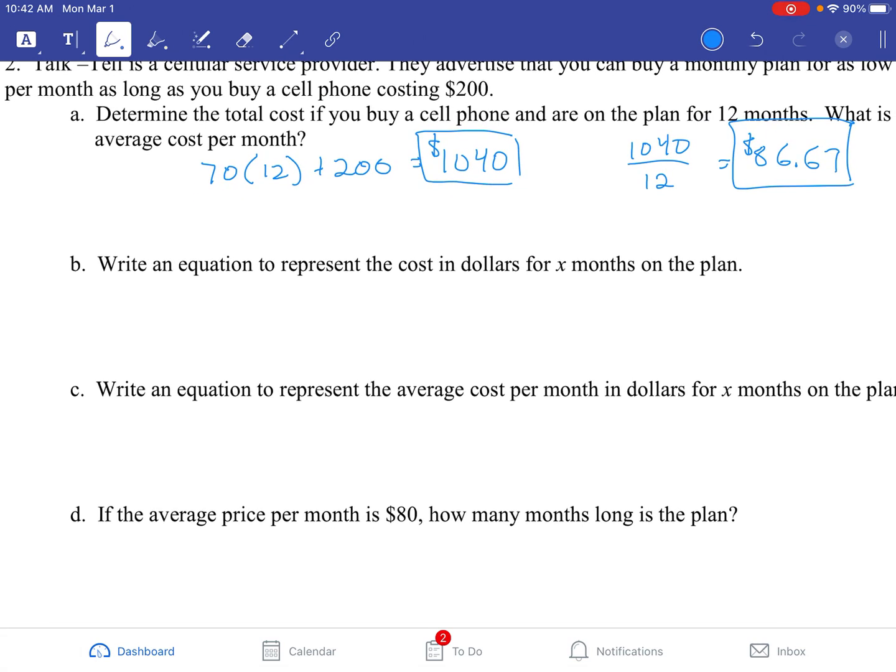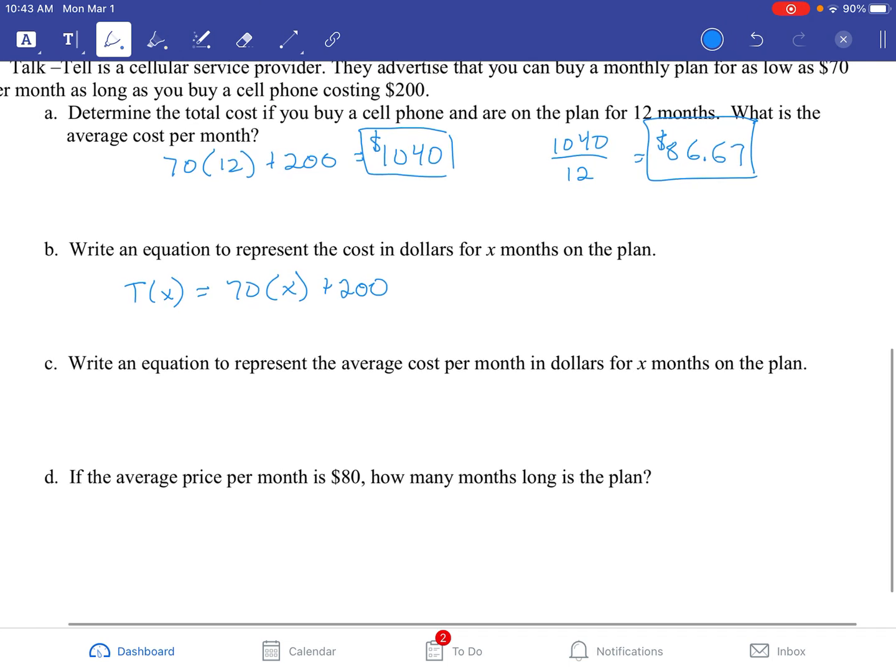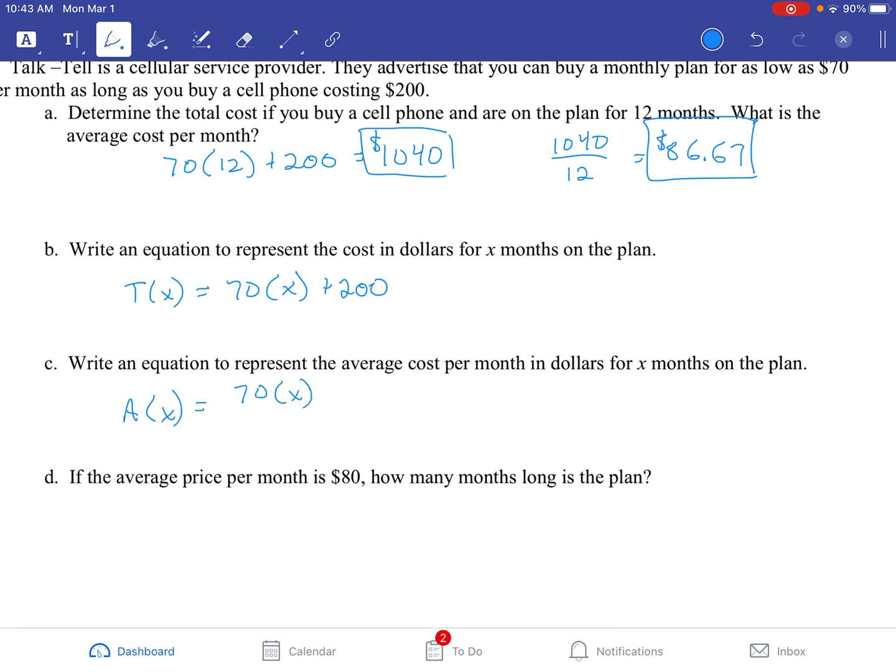So write an equation to represent the cost in dollars for X months on the plan. So the total cost, T of X is equal to, okay, it's $70. How many months we are not sure, plus the $200 for the phone. Next part, write an equation to represent the average cost per month in dollars for X months on the plan. So the same idea, we're going to take the total, but this time we're going to write it as A for average. So we have the total amount for an X number of months divided by X for the average.